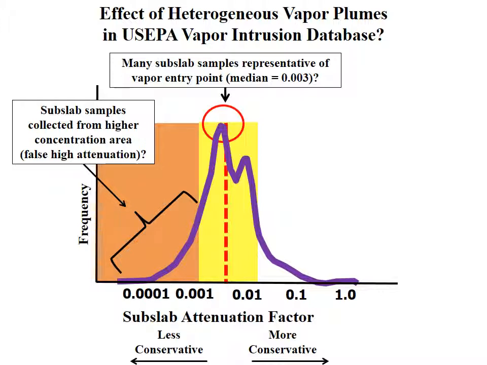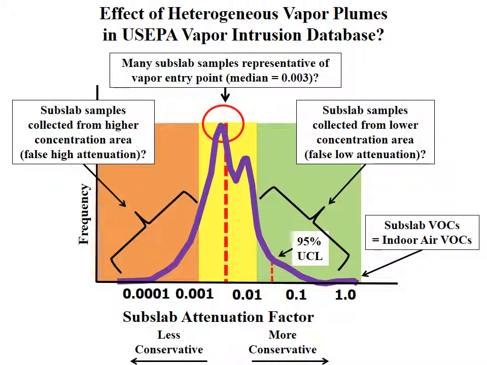On the left side of this hump, though, you'd get representation of attenuation factors based on soil gas samples collected from higher concentration areas of the plume. So in this case, again, you're seeing a false high attenuation of vapors. On the right-hand side of the hump, you'd get a host of attenuation factors representing subslab vapor samples collected from lower concentration areas of the plume. Again, to the left and to the right, these are both artifacts of vapor plume heterogeneity. They aren't real attenuation factors.